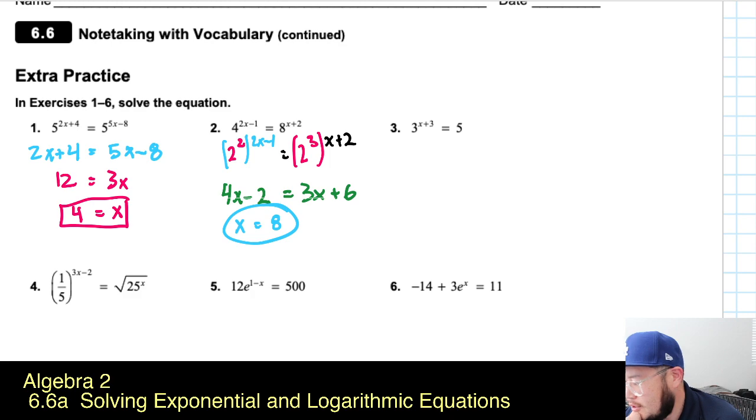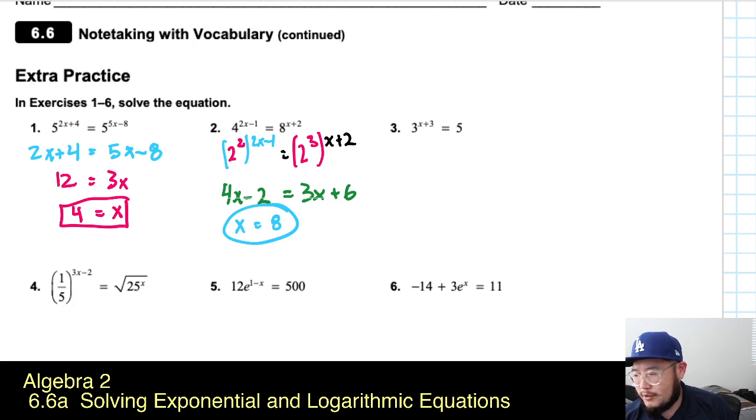So bases aren't the same. There's no numbers that I know of where I could take 3 and somehow turn it into a base of 5, or 5 can turn into 3. So the next step right here, what we're going to do instead is get rid of the 3, and in order to do that, the log bases have to be the same as the base itself of what it is of. So here's what I'm going to go ahead and do.